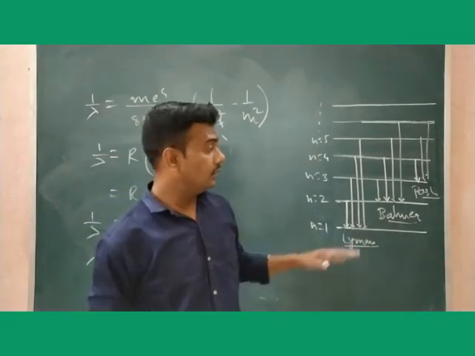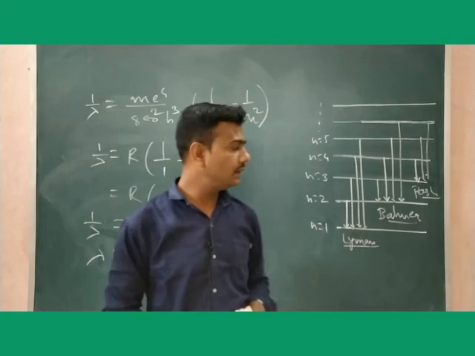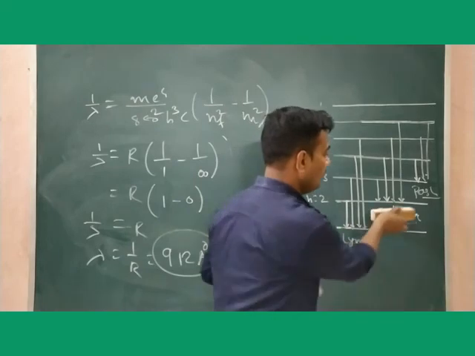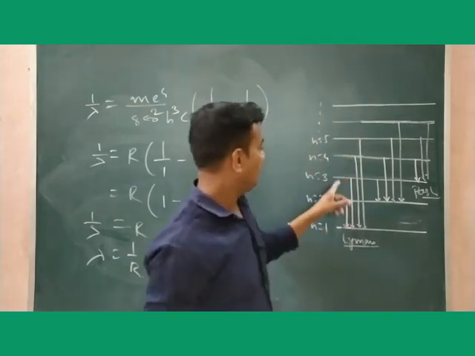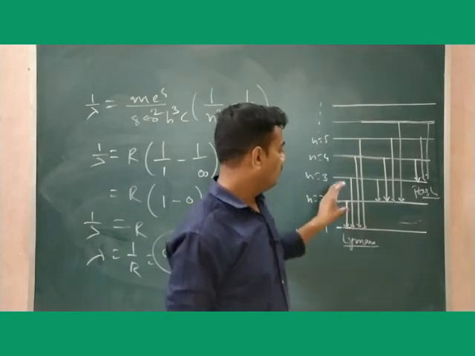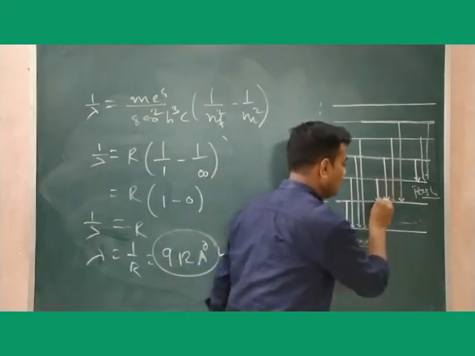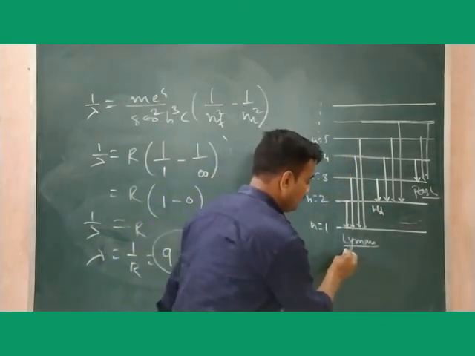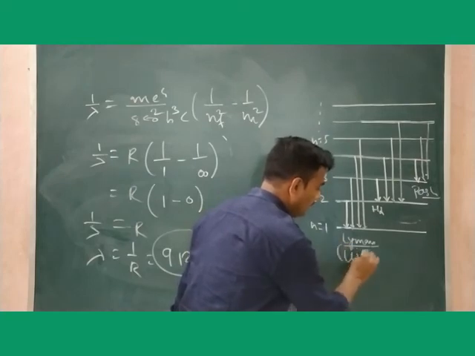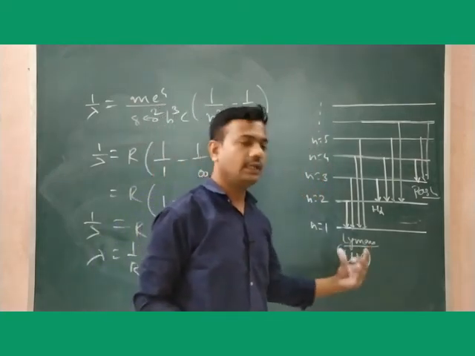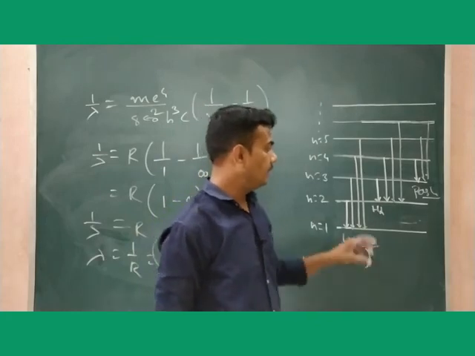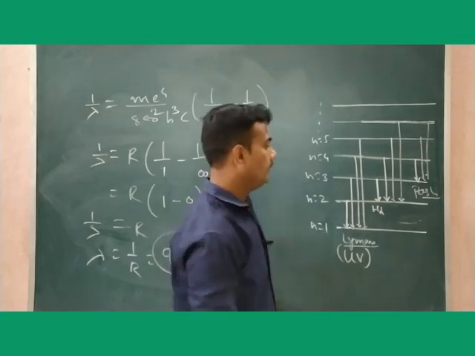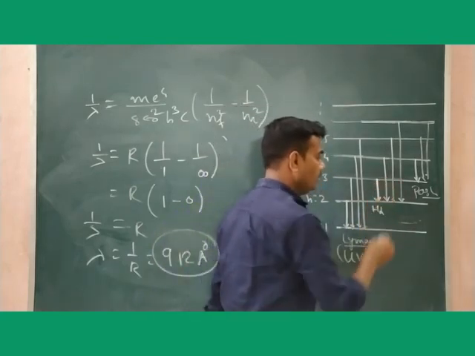Similarly, we can calculate the different wavelengths emitted by different transitions or different series. Now, if an electron makes a transition from n equal to 3 to n equal to 2 level, this line is called the H alpha line. Actually, the Lyman series lies in the ultraviolet region of the electromagnetic spectrum. Now, for the transition from n equal to 3 to n equal to 2 level, we get this line, which is called the H alpha line.